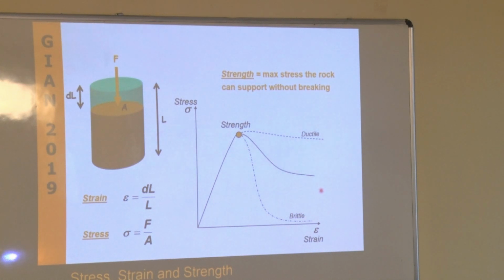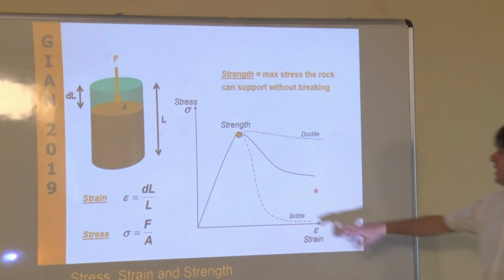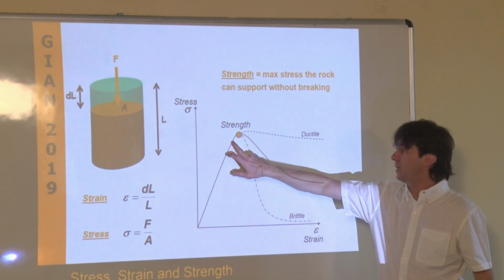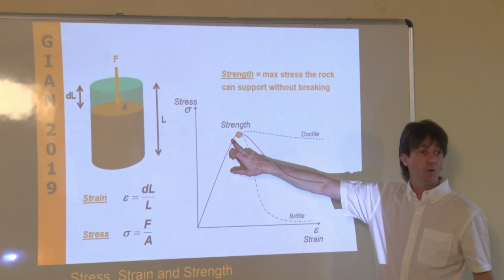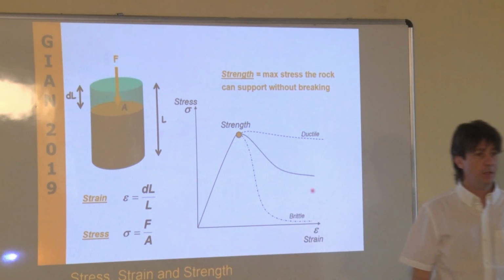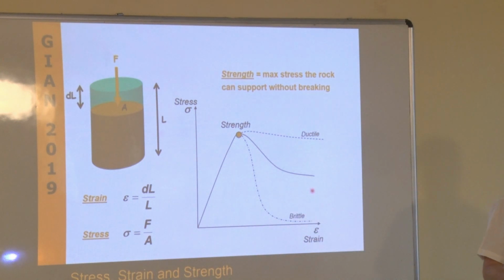Okay, don't use that in the wrong way. The strength is really the maximum stress that the rock can support without breaking. It's basically the point where you go from absolutely intact to broken piece. Okay? And the point where this starts deviating from the linear, in this graph more or less here, is the yielding point, like in material, where you lose the linearity.